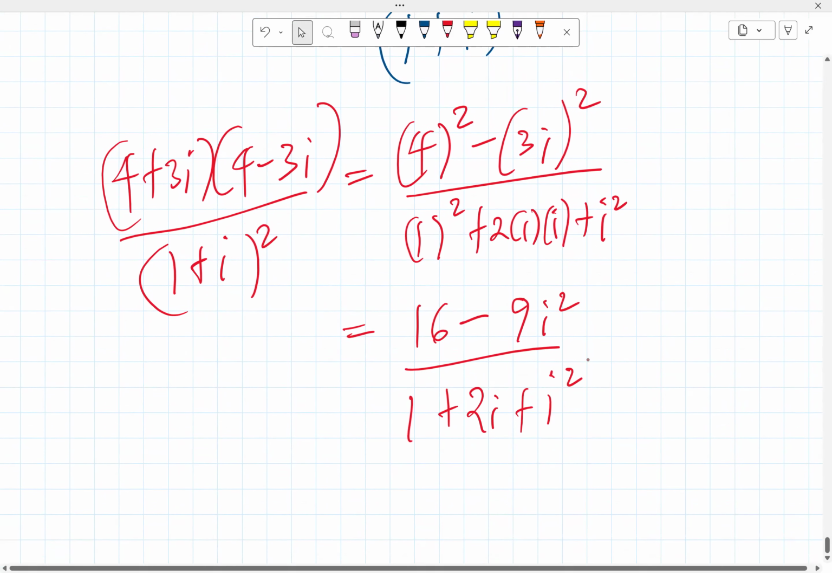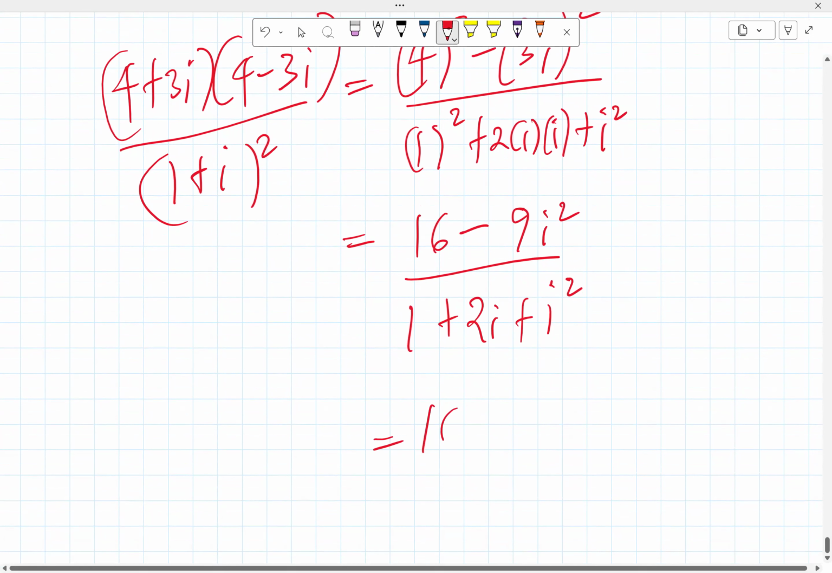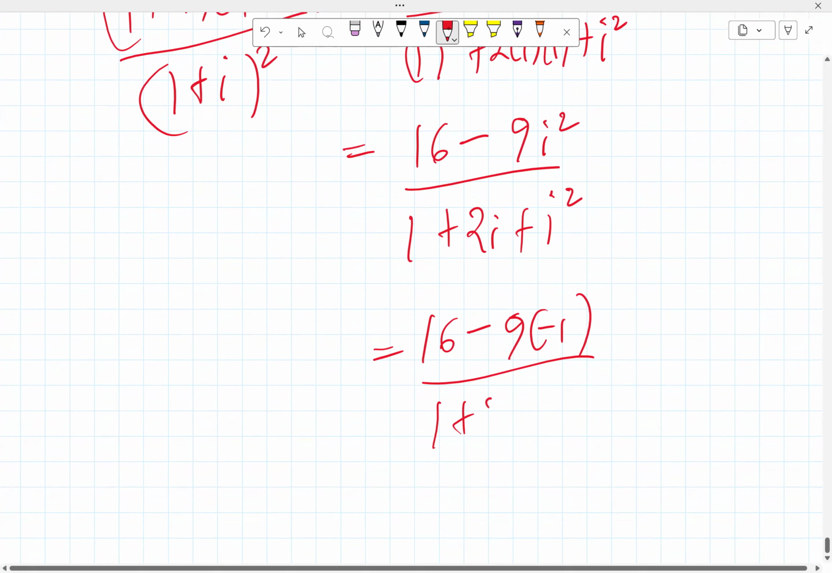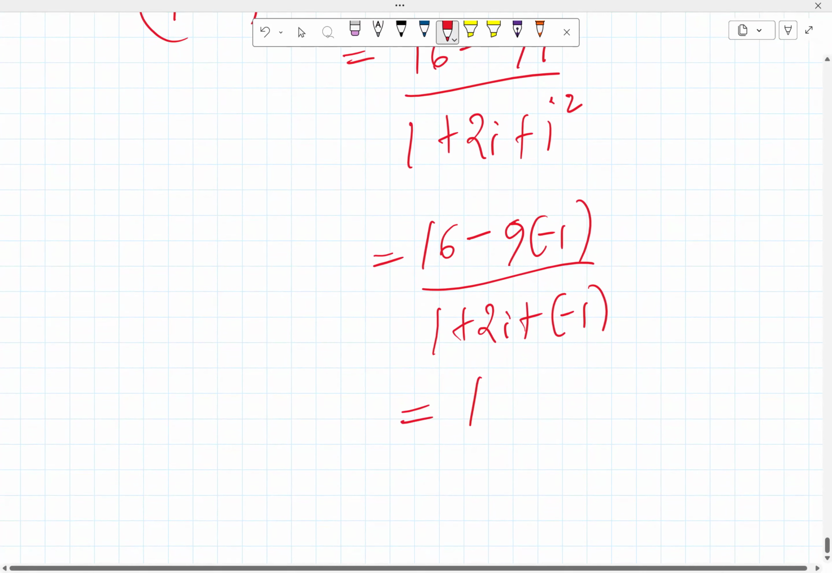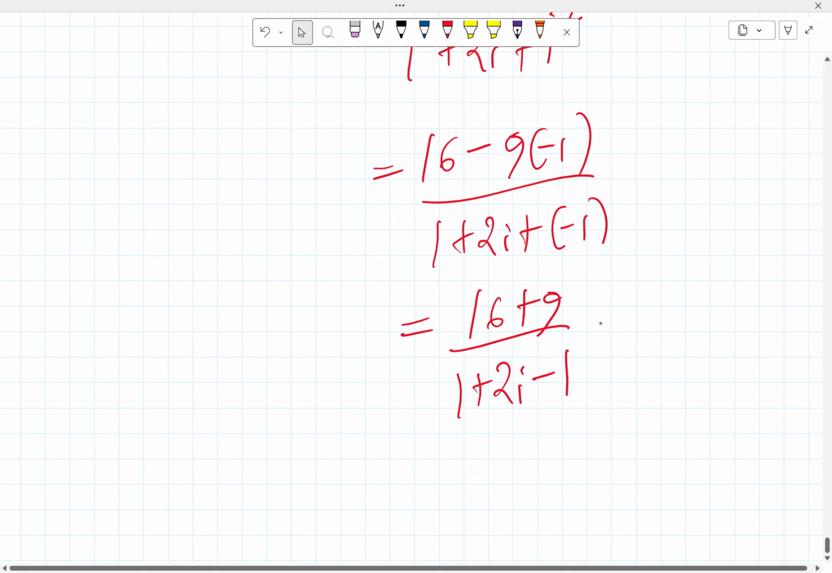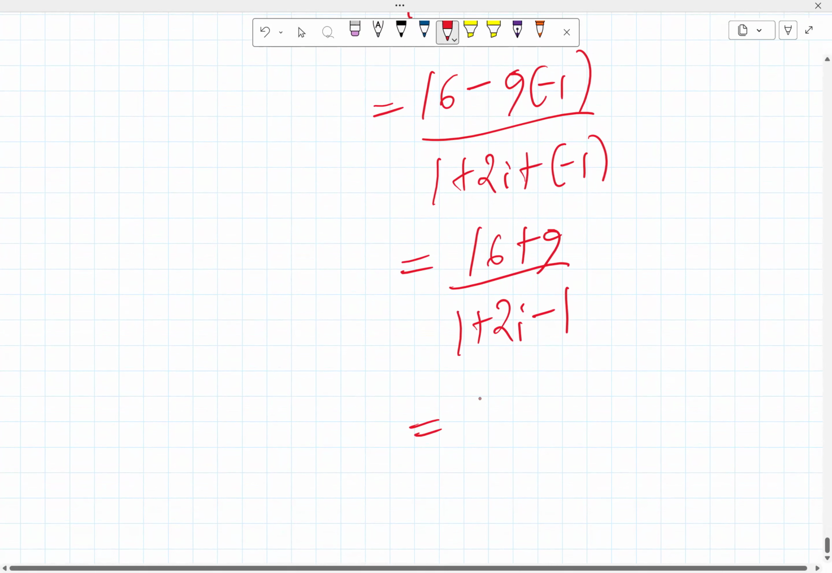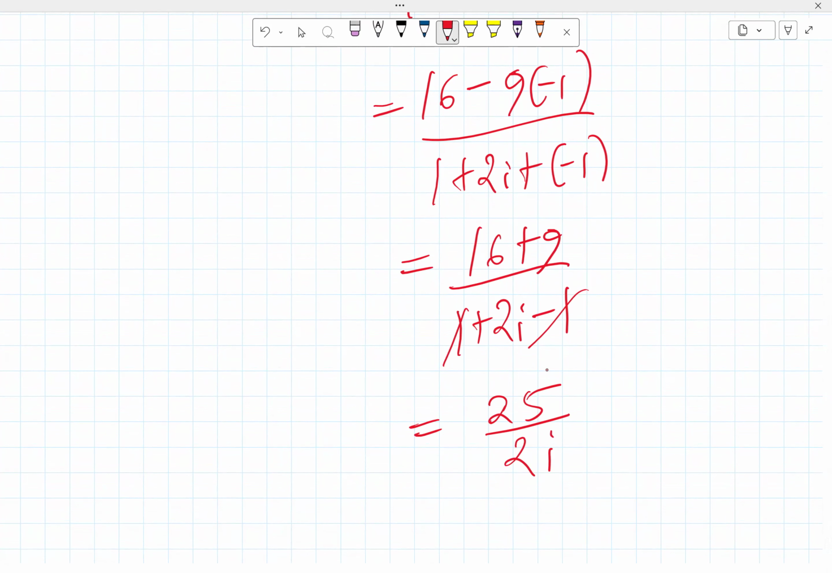Okay? And then we can move on to say this is 16 minus 9 i squared, and i squared is minus 1, all over 1 plus 2i, then plus i squared, which is a minus 1 again. So we then have 16 plus 9 all over 1 plus 2i minus 1. That means we have 16 plus 9, that's 25, over 1 cancels 1, all over 2i.